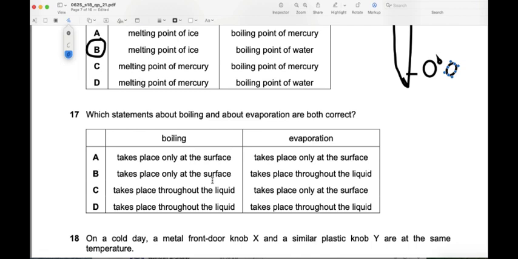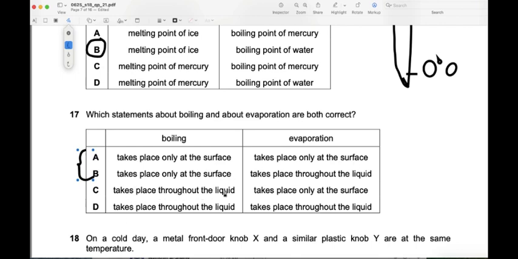Okay, so let's find which one matches with this. Is it boiling takes place only at the surface? No, boiling does not only take place at the surface. It takes place throughout the liquid. So A is wrong. A and B are wrong because they say boiling takes place only at the surface. So for that alone, your answer is not in A and B. You look for your answer in C and D.